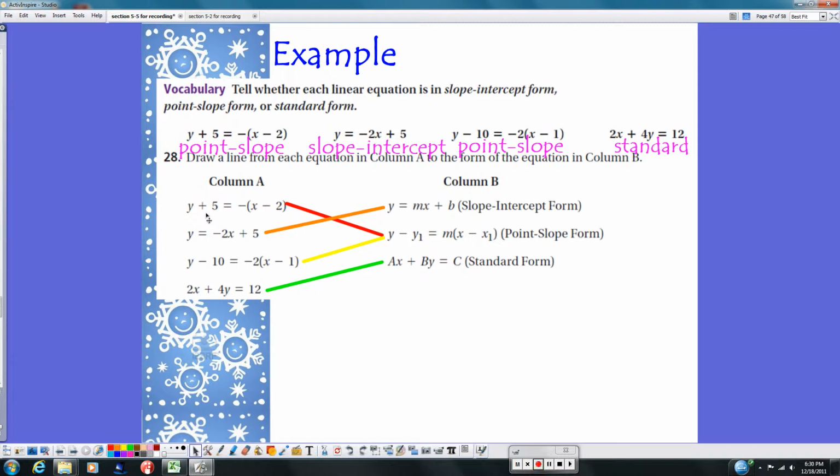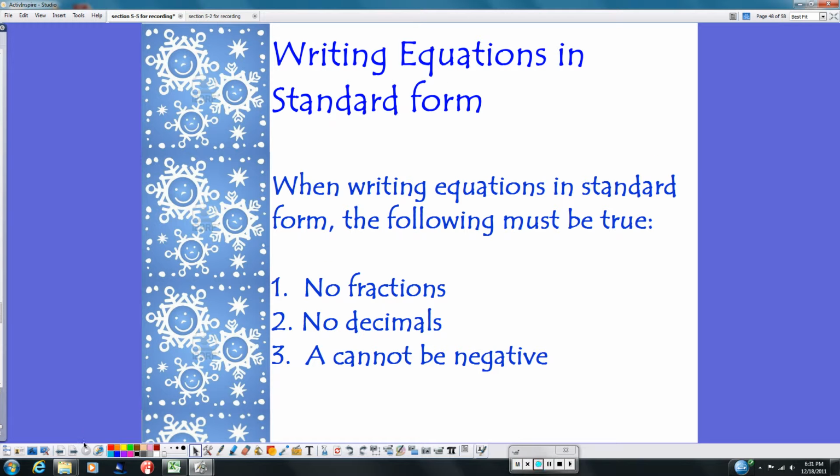Matching them, y plus 5 equals negative quantity x minus 2 is in point-slope form. y equals negative 2x plus 5 is in slope-intercept form. y minus 10 equals negative 2 quantity x minus 1 is in point-slope form. And finally, 2x plus 4y equals 12 is in standard form. It's important to be able to identify each different type.